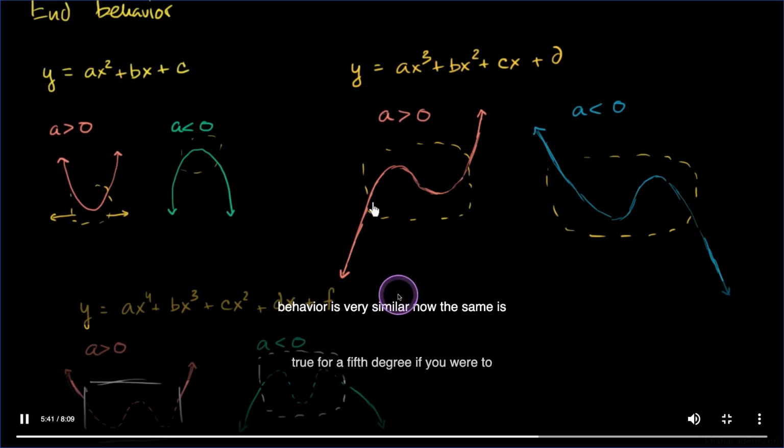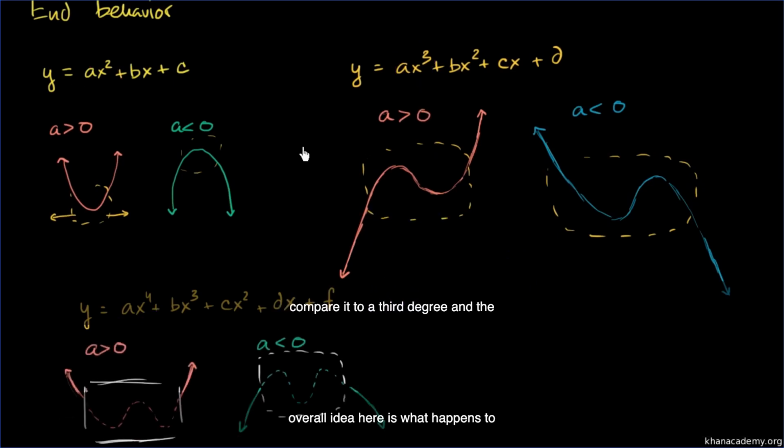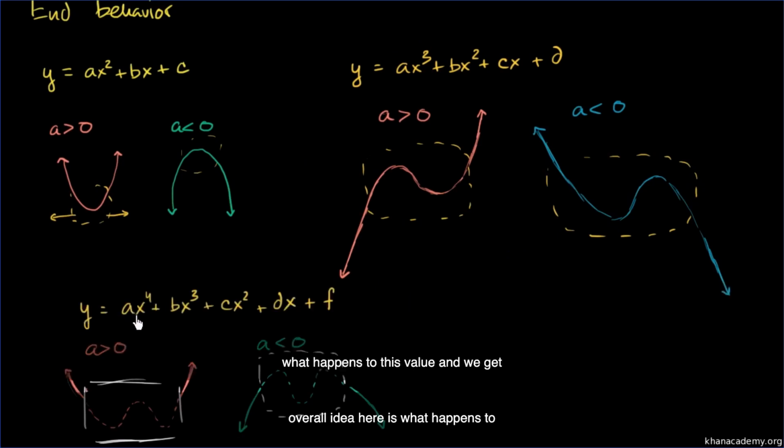Now, the same is true for a fifth degree if you were to compare it to a third degree. And the overall idea here is what happens to this value when we get really large x's or really small x's? Are we taking it to an even power, in which case for either really negative values or really positive values, we're going to get positive values, and then it depends what our coefficient a is, or are we taking it to an odd power?